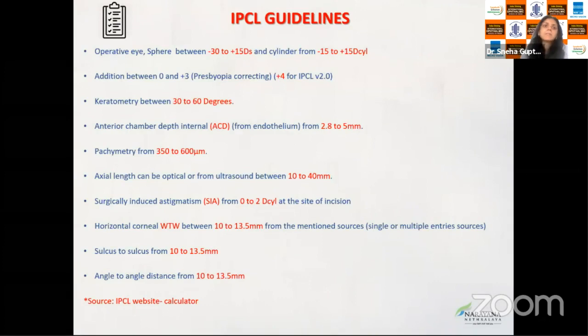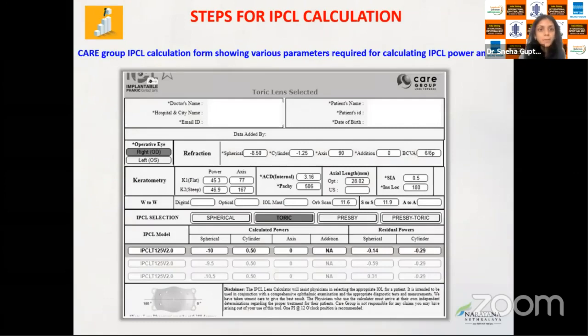Now, IPCL guidelines basically include a sphere from -30 to +15 and a cylinder from -15 to +15 diopter. Then they also have an addition of 0 to +3 for presbyopia correction, keratometry values between 30 to 60, and ACD from 2.8 to 5. So this is an IPCL calculation sheet which we use.